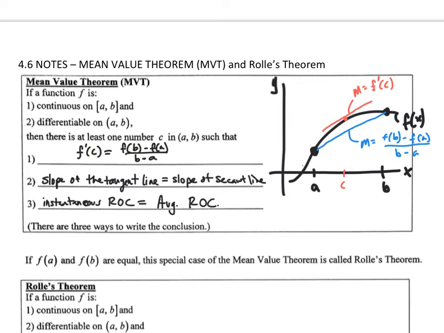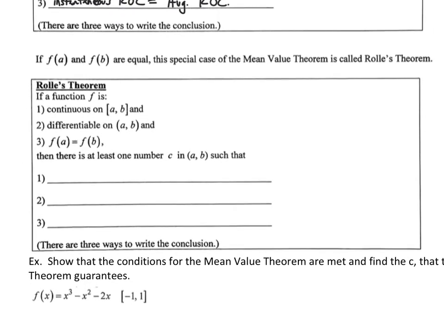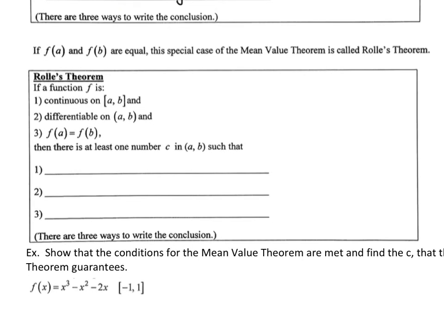All right, so what I want to do now is talk about Rolle's theorem. What we have here is that if the y values at f of a and f of b are equivalent, if those are equal, then we have a special case of the mean value theorem called Rolle's theorem. So if f is continuous on the closed interval from a to b, and it is differentiable on the open interval from a to b, and if we know that f of a is equal to f of b.